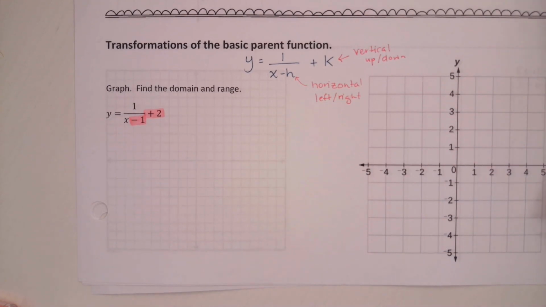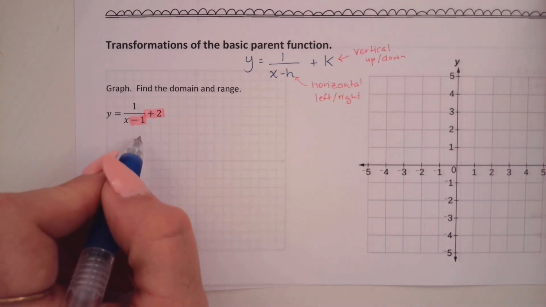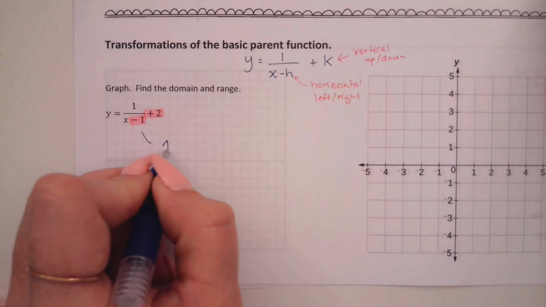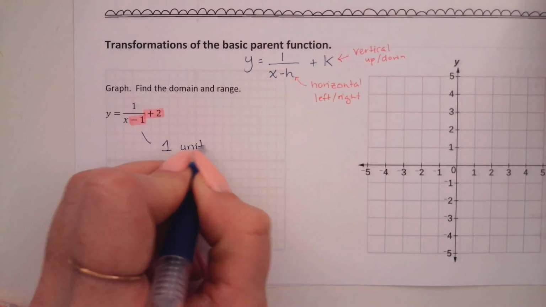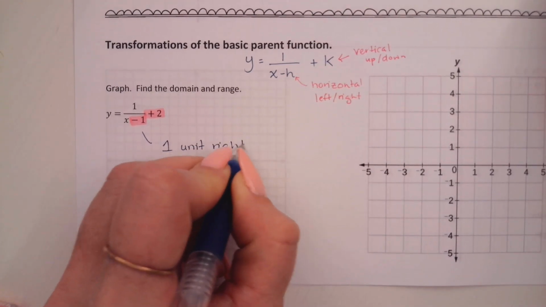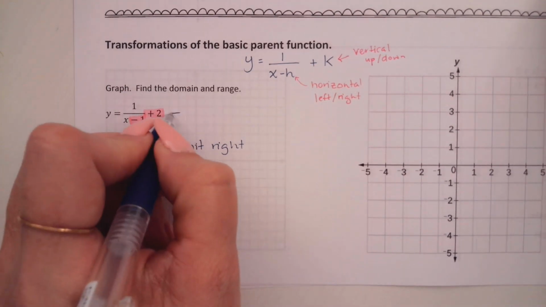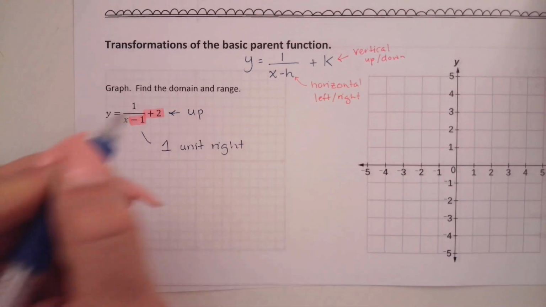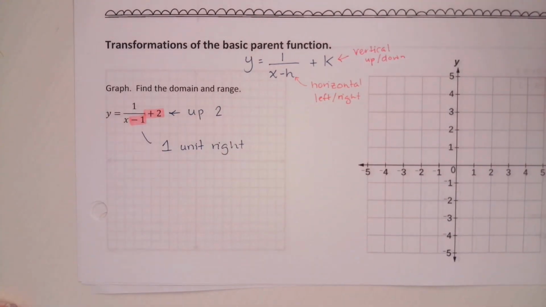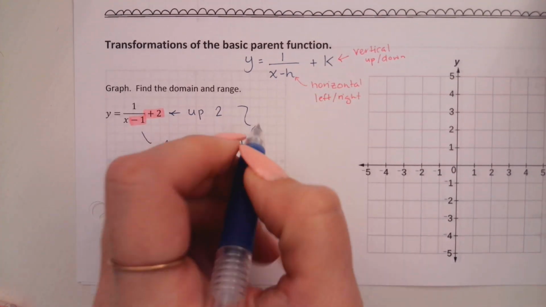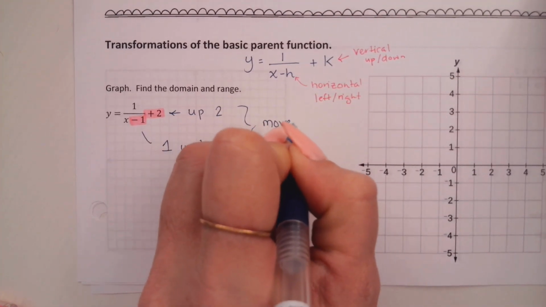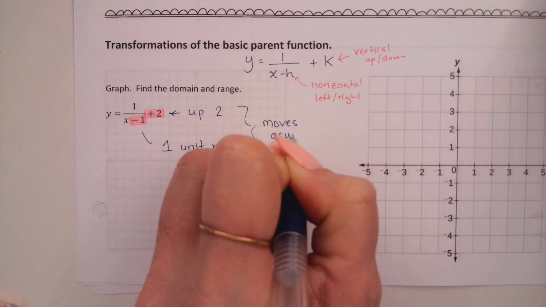The H is a -1, which means which way is this graph going to move? 1 to the right, 1 unit right. Okay. Our K is a +2, which means which way is it going to move? Up 2. Okay. And specifically what's important about this is it also moves the asymptotes. Both of these movements include the asymptotes moving.